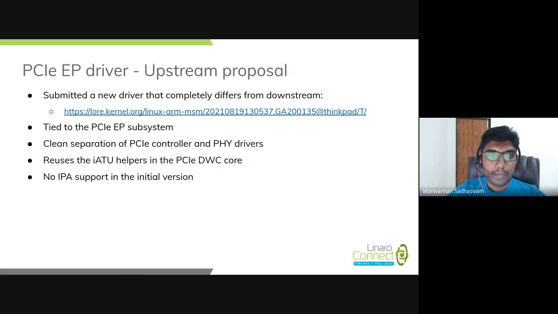And for the PCI endpoint, I have submitted a proposal which completely differs from the downstream implementation. Currently, the driver is submitted to the mailing list and it is under review. The driver is tied to the PCI endpoint subsystem available in the upstream Linux kernel repository. This driver has a clean separation between the PCI controller and the PHY part. That means there is a separate driver for the PCI controller as well as for the PHY. And it reuses the iATU helpers available in the PCIe DesignWare core. But for the sake of simplicity, there is no IPA support added in the initial version, but it will come later.